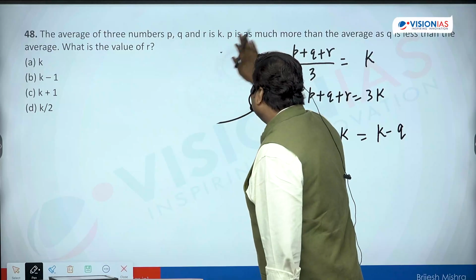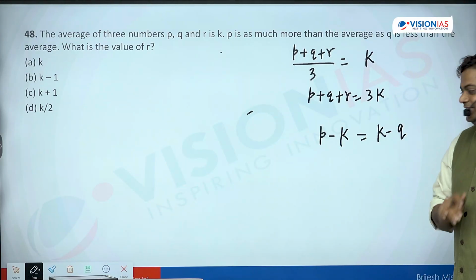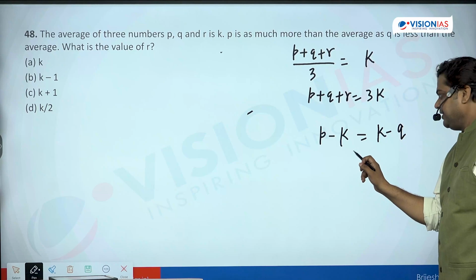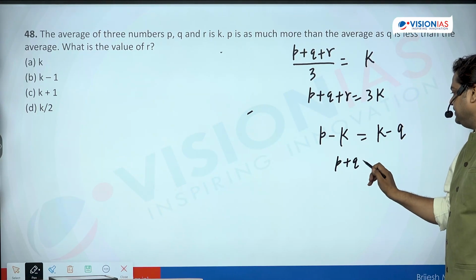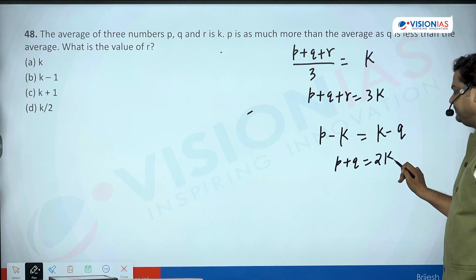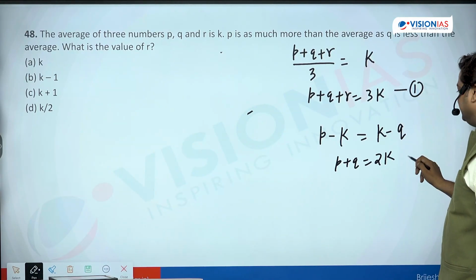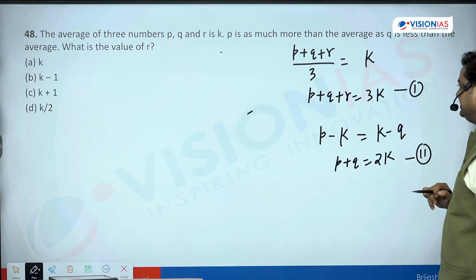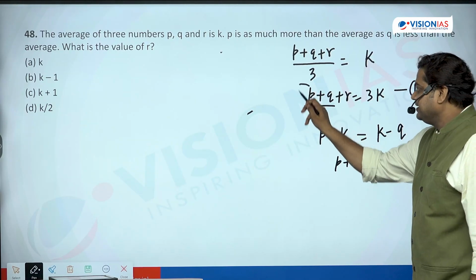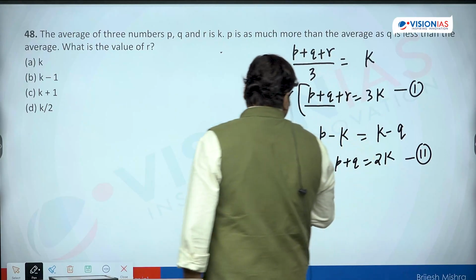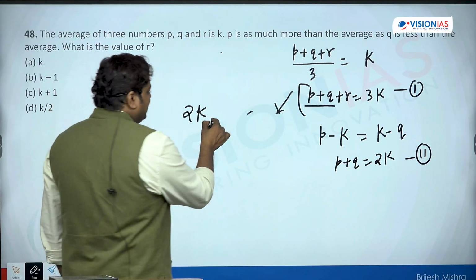So that is what we have written. P minus K is equal to K minus Q. Now what will be the value of K? This gives P plus Q is equal to 2K. Correct? This is the first information. Second information is this. So in P plus Q, we can put this value 2K. What did we do here? We put this value in place of P plus Q. What are we getting? 2K plus R.